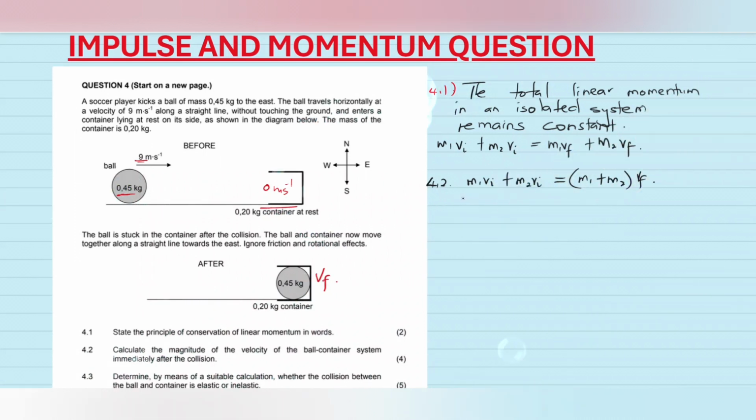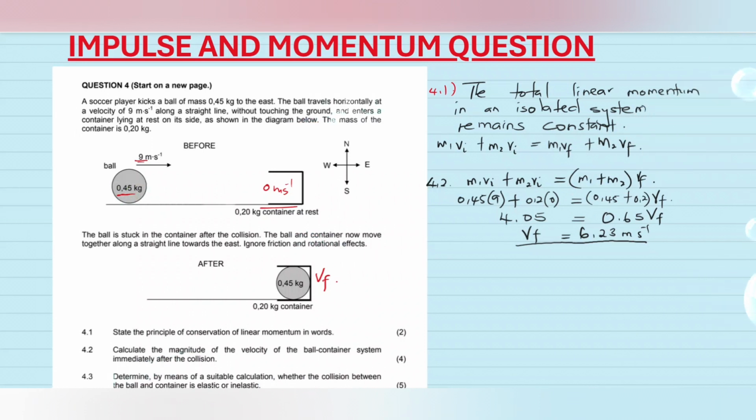So m1 is 0.45 multiplied by its initial speed, which is 9, plus m2, which is 0.20, multiplied by its initial speed 0, is equal to the mass of the ball, 0.45, plus the mass of the container, 0.2, multiplied by Vf. By simplifying the left hand side, we get 4.05 is equal to 0.45 plus 0.2, which is 0.65 Vf. Then we divide by 0.65 on both sides, and this gives us Vf as 6.23 meters per second.